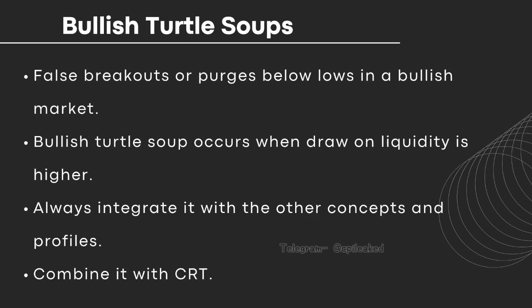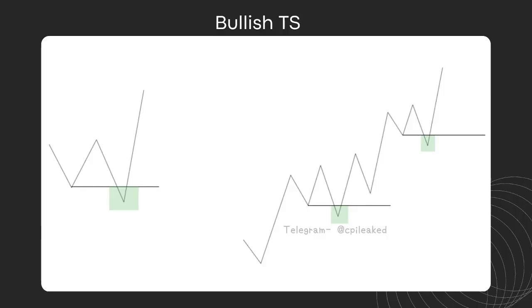So the first one we've got is a bullish turtle soup. Now basically bullish turtle soups are false breakouts or purges below lows in a bullish market or bullish market structure, right? Bullish turtle soups occur when the draw on liquidity and bias is towards the higher side, the upside, right? Pretty obvious. Now make sure to always integrate these with other concepts to achieve the maximum results when trading bullish turtle soup, right? And last but not least, combine it with CRT, just like we did when trading ranges, right?